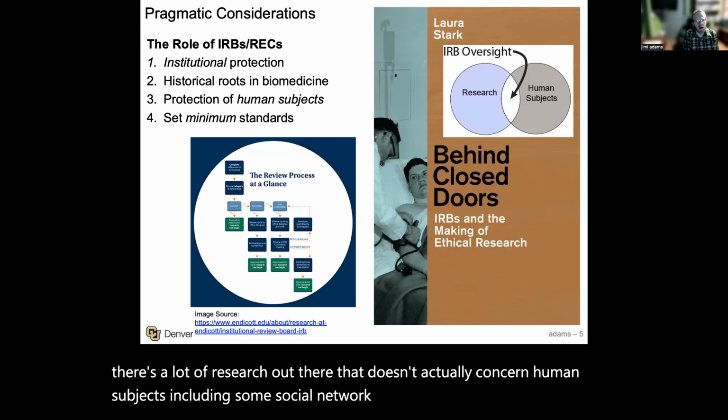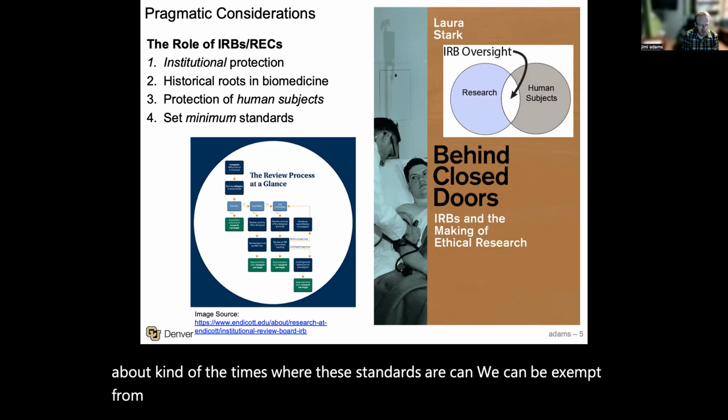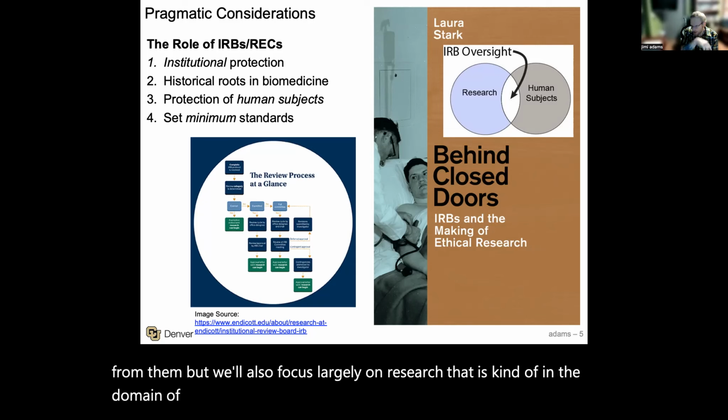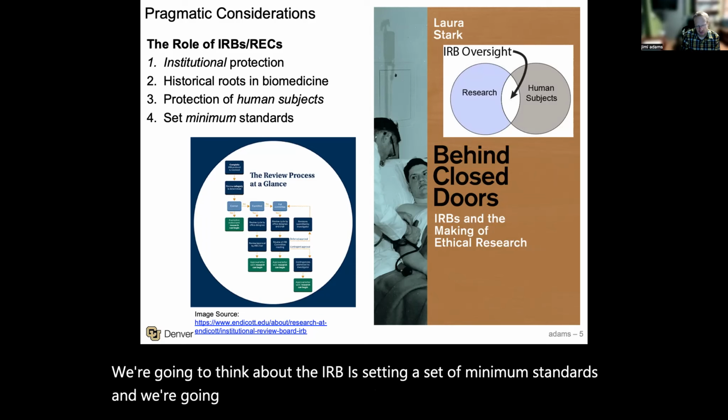And so we'll talk briefly about the times where we can be exempt from these standards, but we'll also focus largely on research that is in the domain of human subjects. And like I said, we're going to think about the IRB as setting a set of minimum standards, and we're going to talk about ways that we often need to go above and beyond those.